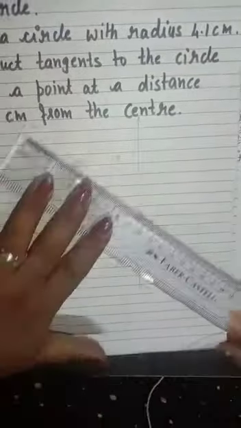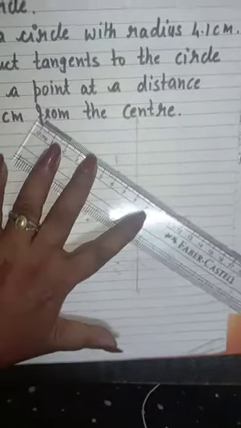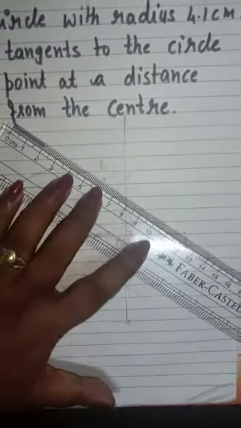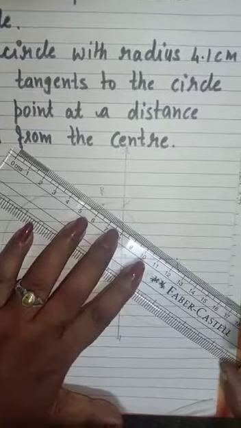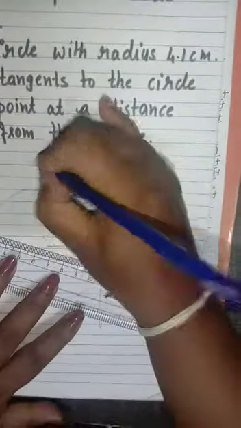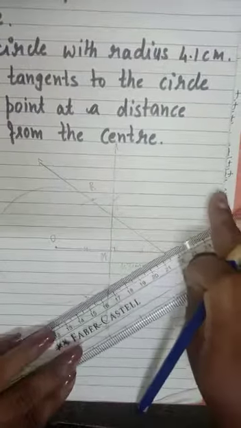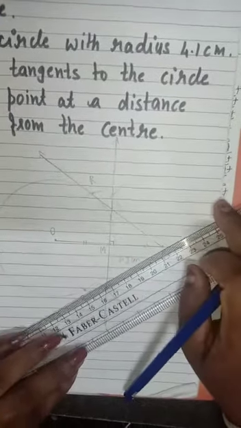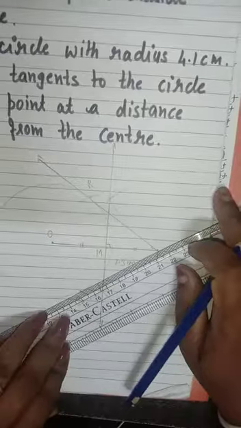Now what I am going to do? I am going to join R and the outside point P, and S and the outside point P.